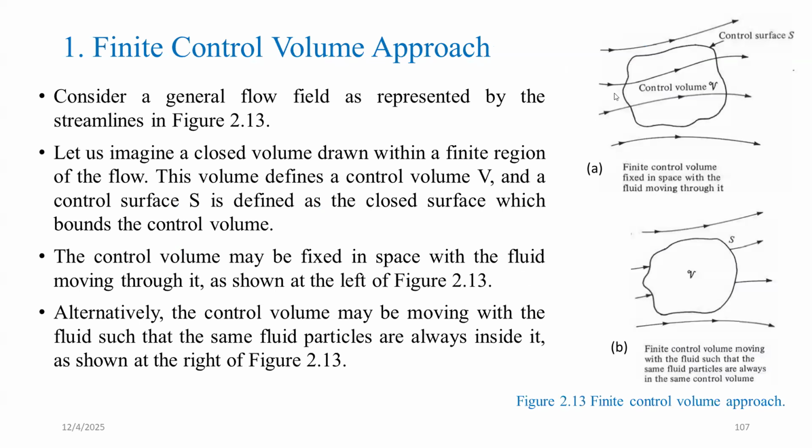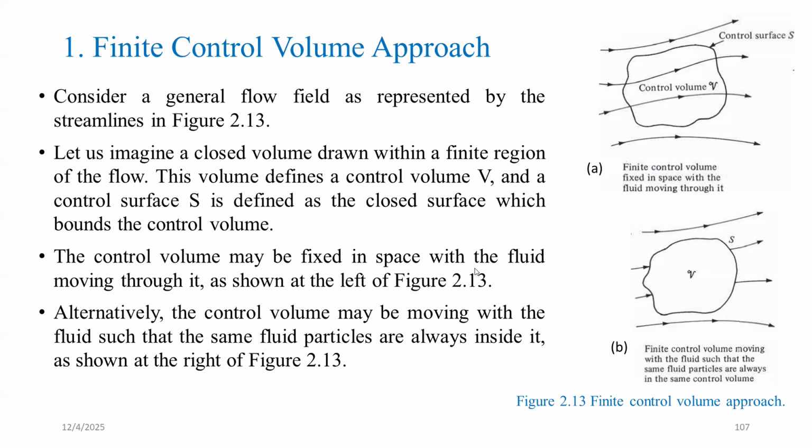So this is a finite volume. You can see the control volume is there, and on that there is a control surface. This is the flow field or the streamlines. In the first picture, the finite control volume is fixed in space with the fluid moving through it. So the control volume is fixed in space, but the fluid is moving.